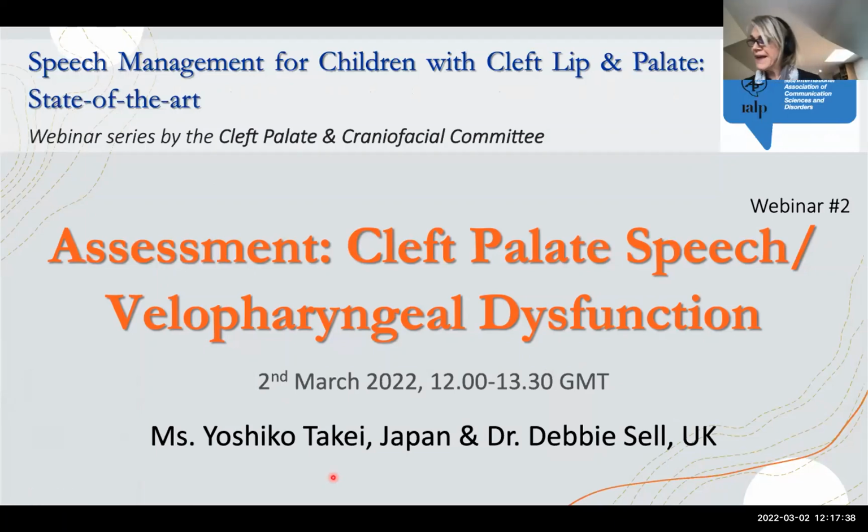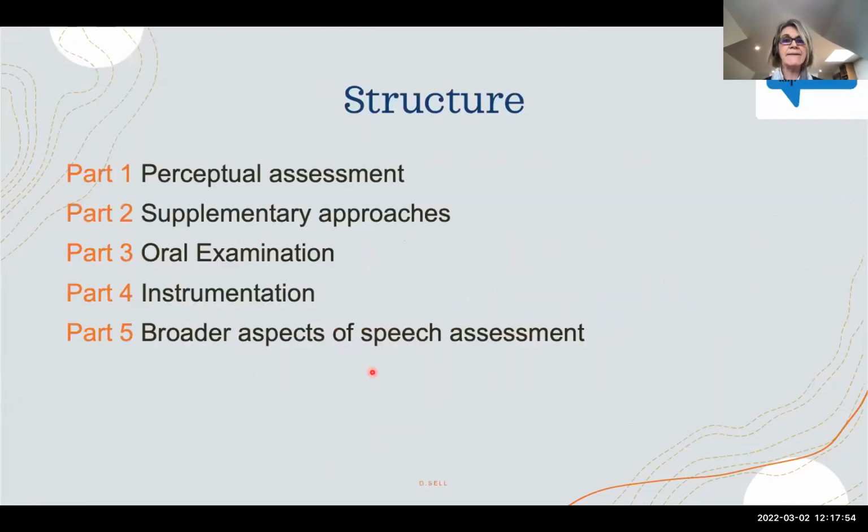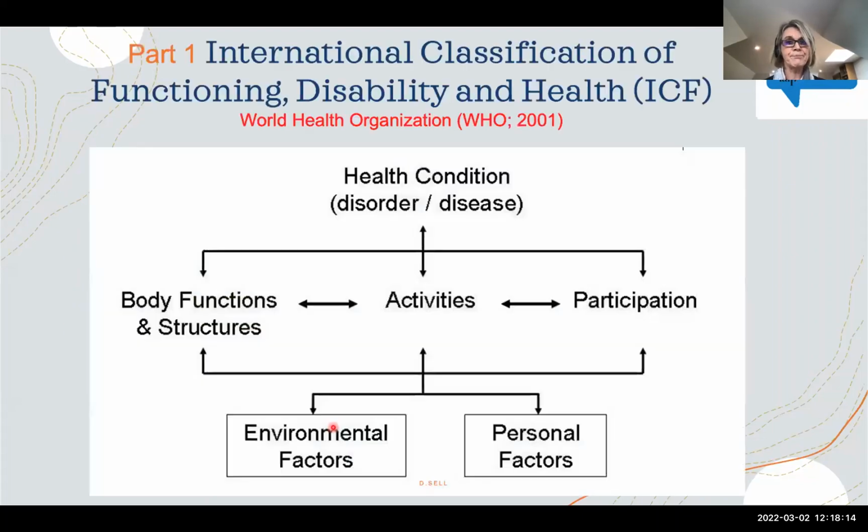Right. Well, thank you very much for that introduction, Val, and good morning, good afternoon, good evening, not good night, to you all. We're delighted that you are here today. So Yoshiko and I are going to share this presentation, and this is the structure of the presentation. I'm going to talk about perceptual assessment and then hand over to Yoshiko to talk about supplementary approaches, the oral examination, instrumentation in relation to the assessment of velopharyngeal dysfunction, and then I'm going to finish on the broader aspects of speech assessment.